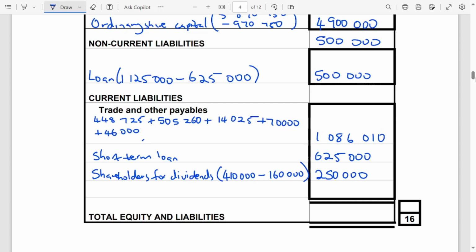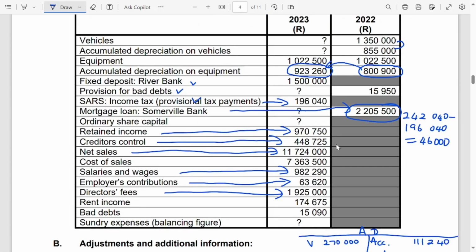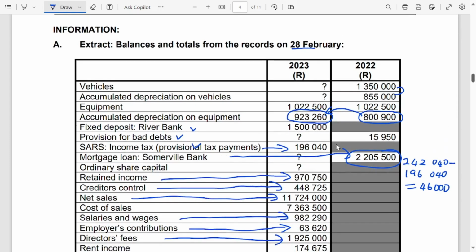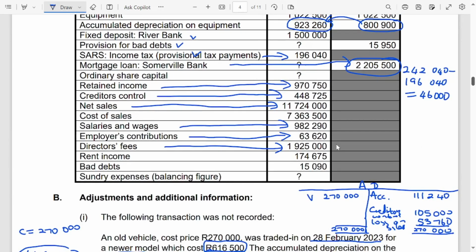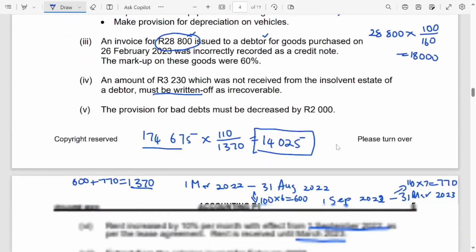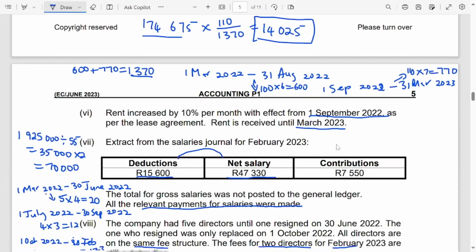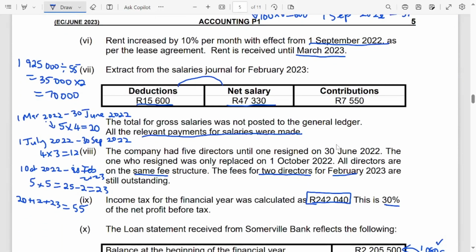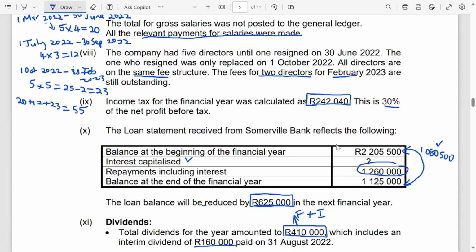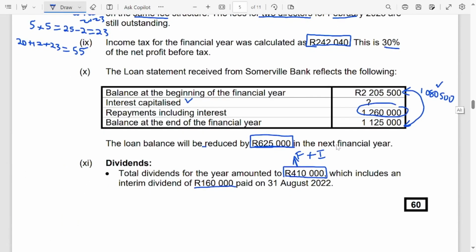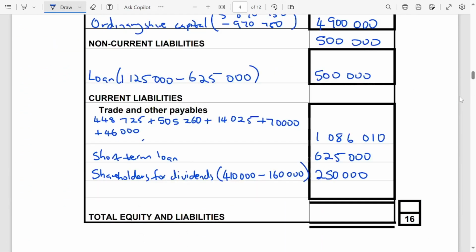So adding all this together, they must give us the current liabilities. I was just coming to check here if we forgot something, because you never know, we might have forgotten something. You can see there's nothing. Okay, let's add them together.